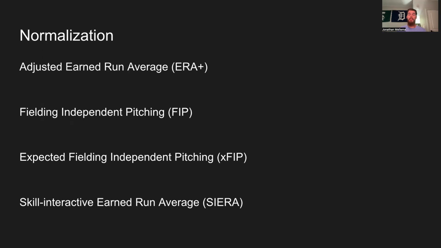So somebody who is a 150 ERA plus would be 50% better than the league average, or 50 would be 50% worse than the average pitcher. This also allows us to compare across multiple years for pitchers, with 100 always being average. You're really able to see how dominant or not dominant a pitcher was based off of the average for that year. So you can compare guys from the 1920s to guys in the 2020s just based off of this stat.